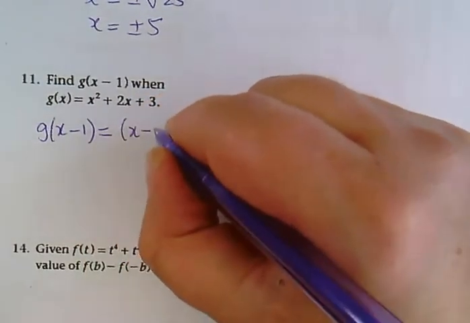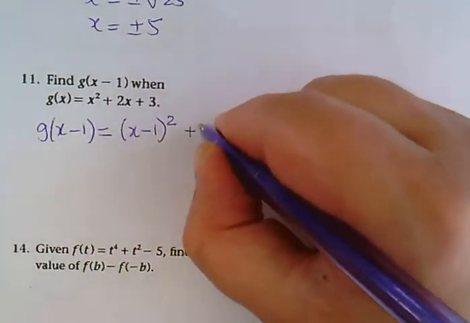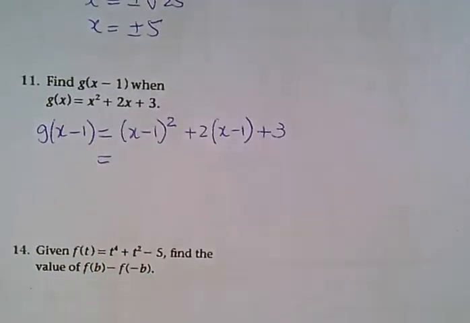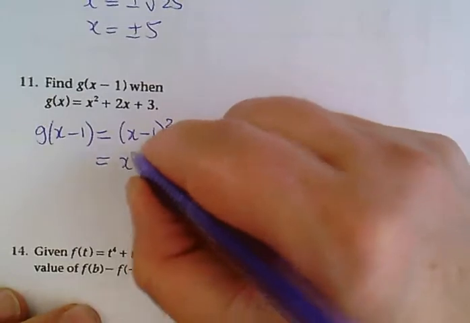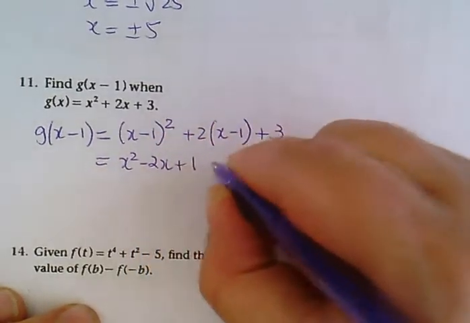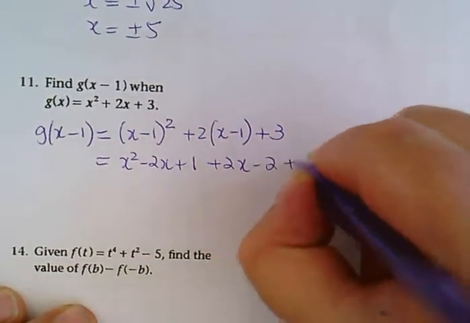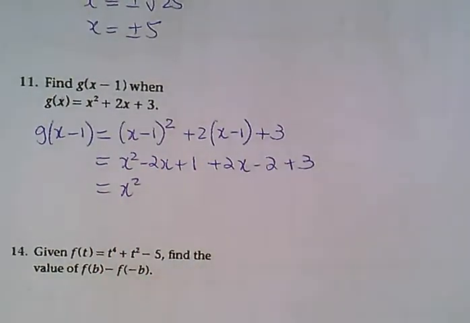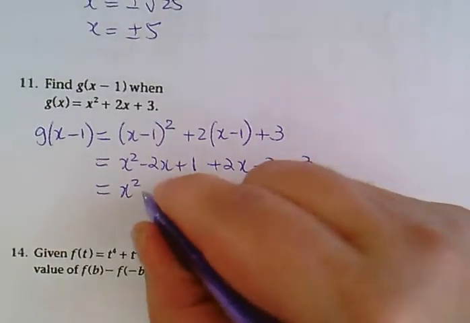So we've got g of x minus 1 is (x minus 1) squared plus 2 times (x minus 1) in brackets plus 3, which is x squared minus 2x plus 1 plus 2x minus 2 plus 3, which is x squared, the 2x's go, plus 2, I think.